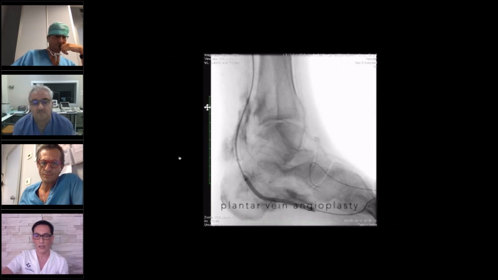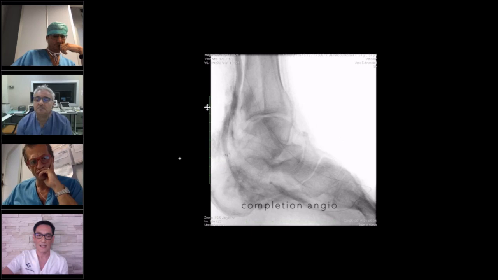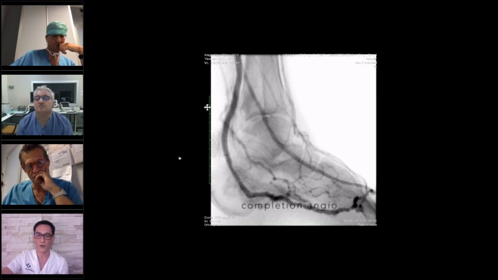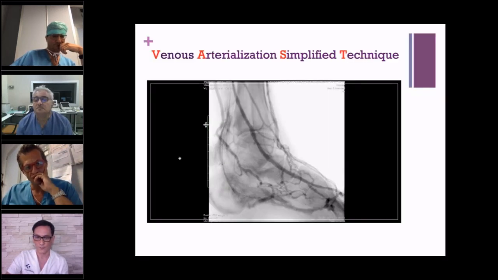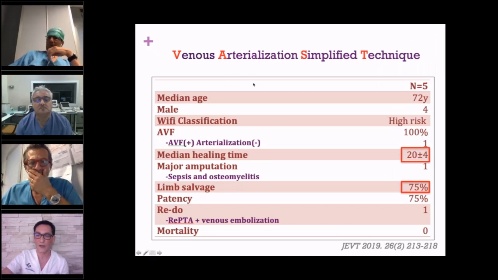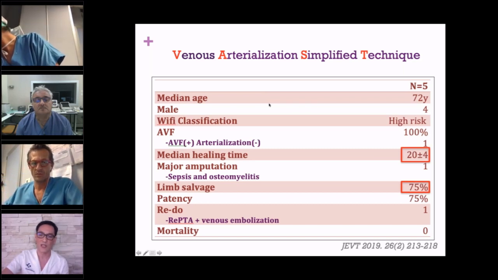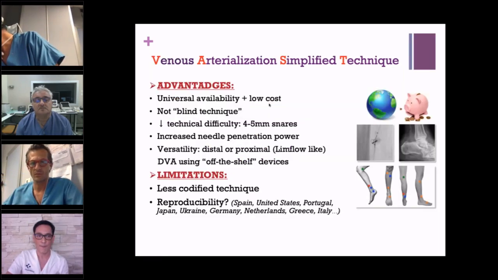Then we will balloon the plantar and the arch, as mentioned by Bruno, and this is the completion angio with excellent flow to the foot and to the arch. So in this series we published last year in the Journal of Endovascular Therapy, we treated 5 cases with a 75% limb salvage rate at 6 months.